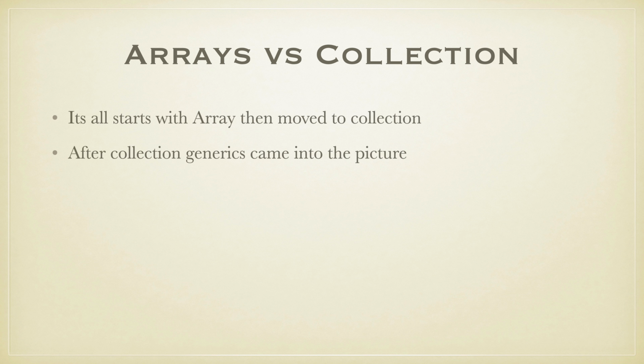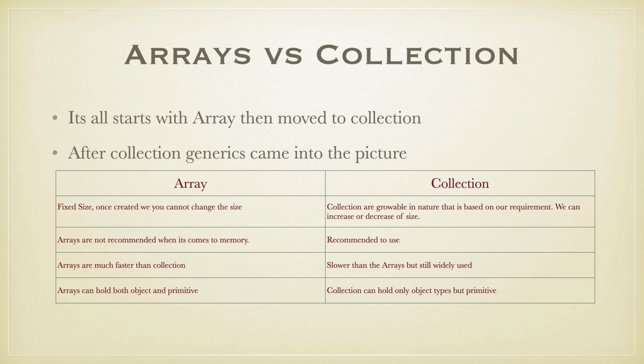Let's try to understand. Everything starts with an array and then we move on to collections, because when Java was introduced we had only arrays, and at a later point we moved to collections, and after collections generics came into the picture, which means after Java 5. In Java 5 we got generics. Let's not talk about generics here. Let's talk about the difference between arrays and collections.